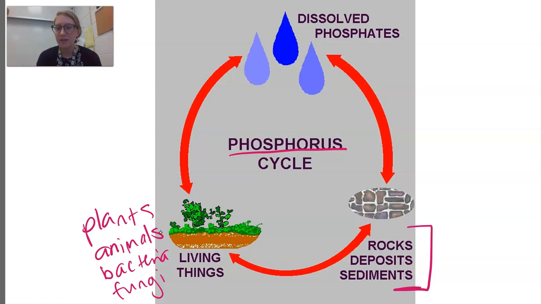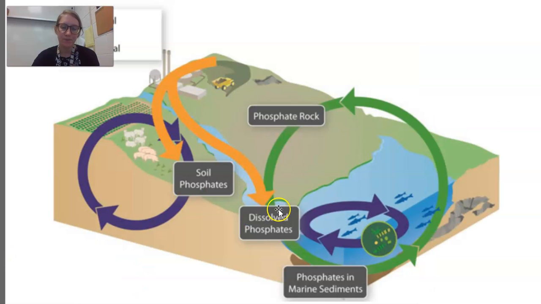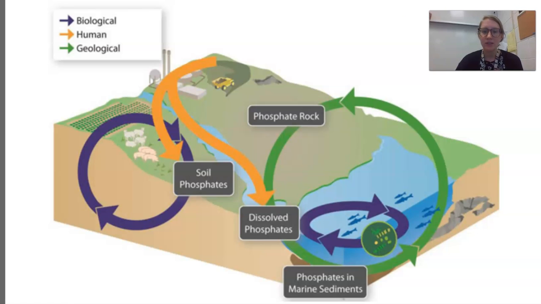So rocks, deposits, and sediments, basically they will dissolve over time with water. So water will erode away. That means kind of chip away at rocks, and will create usable phosphorus that plants can then use and animals can use. This is another picture of the same cycle, of the phosphorus cycle.